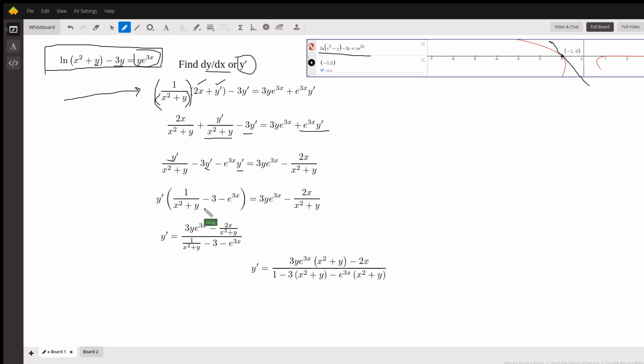So I factor out the y prime and then divide both sides by the coefficient of y prime, which is this mess right here. So I've got this side divided by that expression on the right. I would probably, at a minimum, get rid of the complex fraction by multiplying top and bottom by the LCD of all the little denominators, which is just x squared plus y.